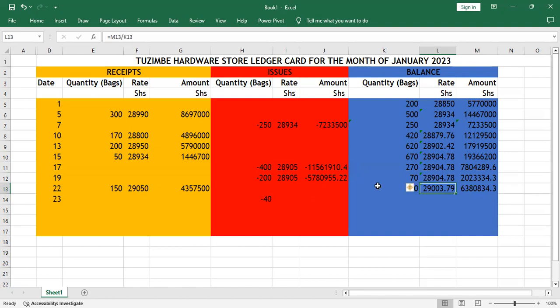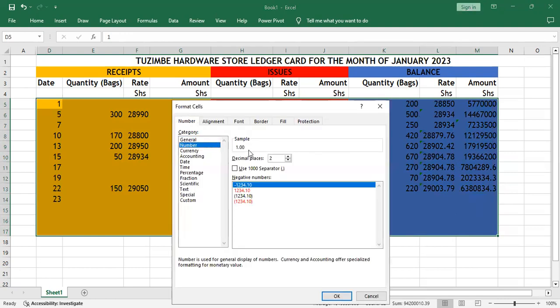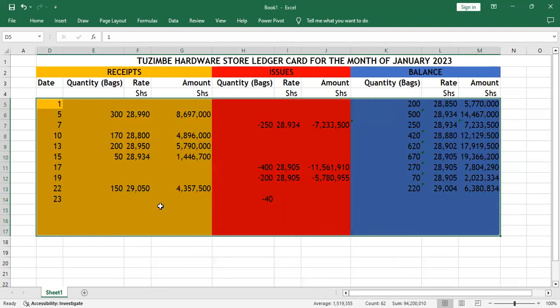Then we come here, this changes to 9003. But let me first do the formatting. Let's format these to numbers, 0 decimal places. I'll use 1,000 separator. Yeah, okay. So here on the 23rd, we are issuing out 40.